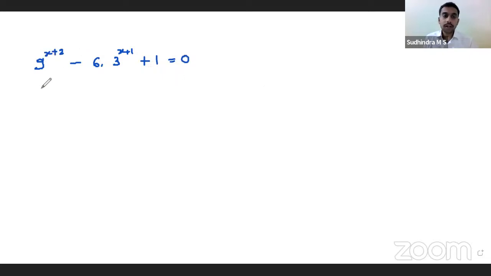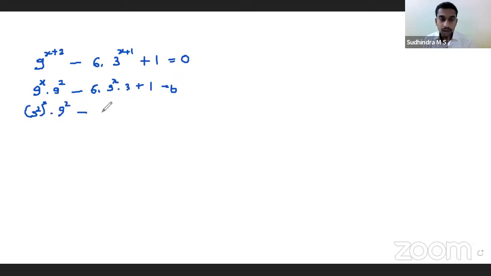9 to the power of x plus 2 can be written as 9 to the power of x into 9 square. Minus 6 into 3 to the power of x plus 1 can be written as 3 to the power of x into 3, equal to 0. 9 to the power of x is nothing but 3 square whole power x, into 9 square, minus 6 into 3 power x into 3. 6 into 3, I can directly write 18. 18 into 3 power x plus 1 equal to 0.